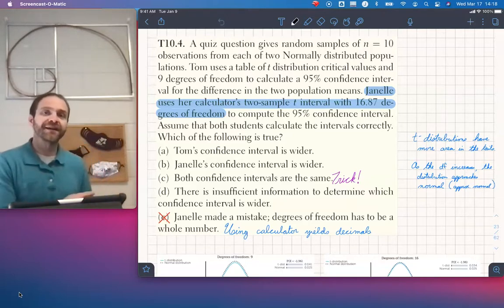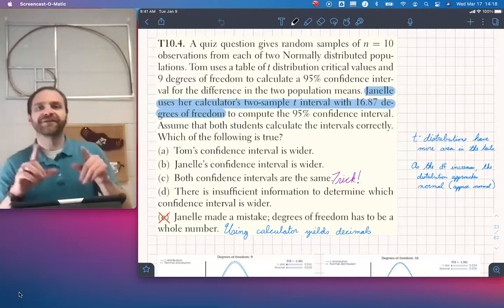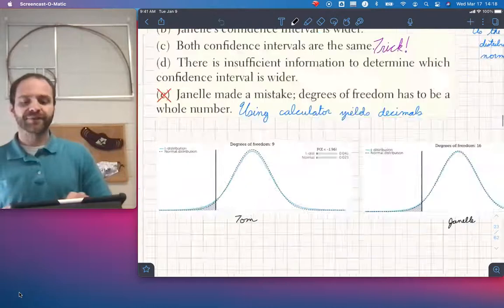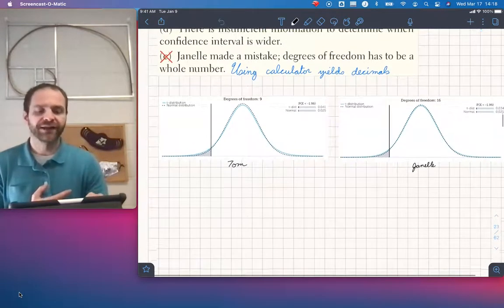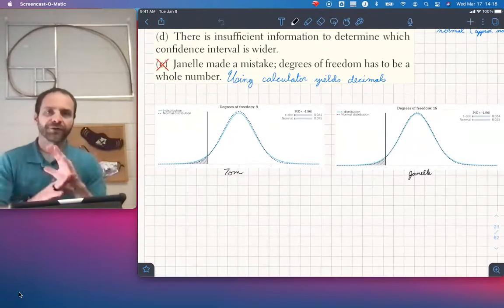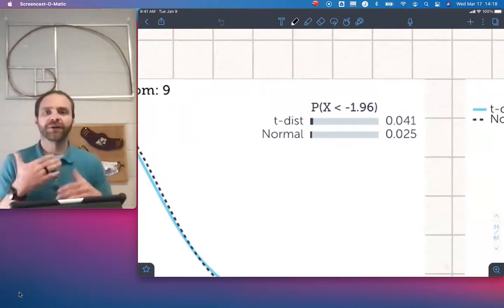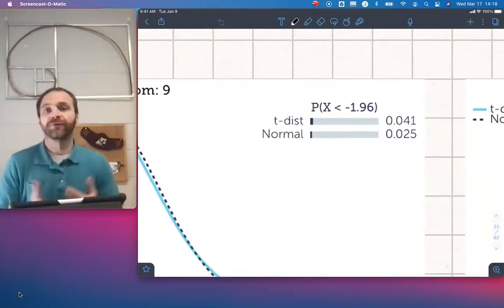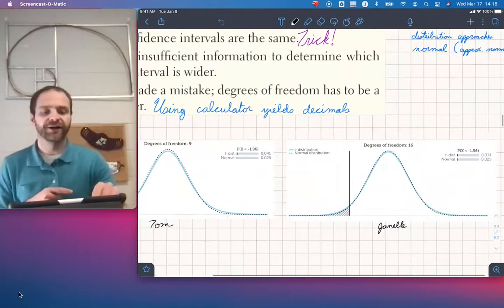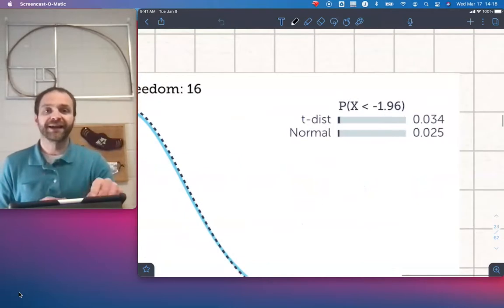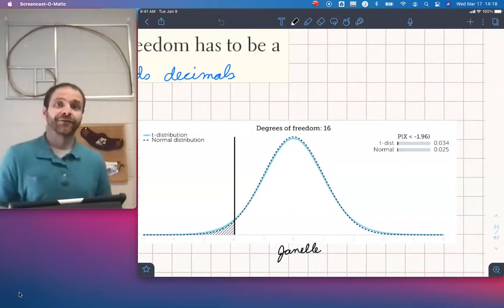People who choose C just said, hey, they're both doing 95%, so they've got to be equal. No, they both have different degrees of freedom, so they both have different shapes. And I'm showing you that here. Here's Tom. In this same graph, here's Janelle. Now, I can't overlap them with each other, but let me show you this. Here is the T distribution for Tom, negative 1.96, 0.041 in the tail. That's what that highlighted part is showing you. Same one over here on Janelle, negative 1.96, 0.034 in the tail. There is less area in that tail with Janelle.